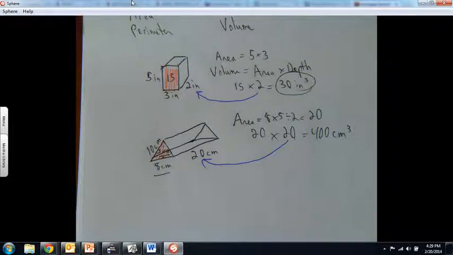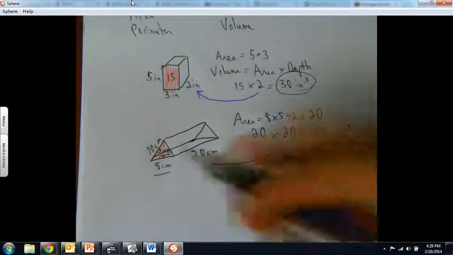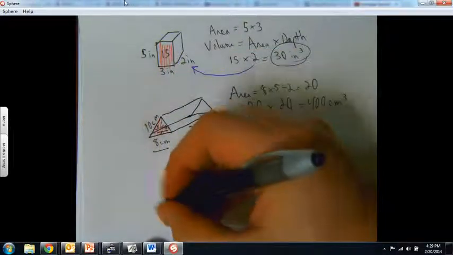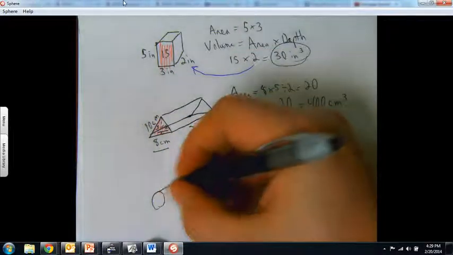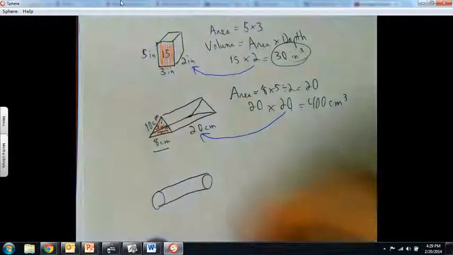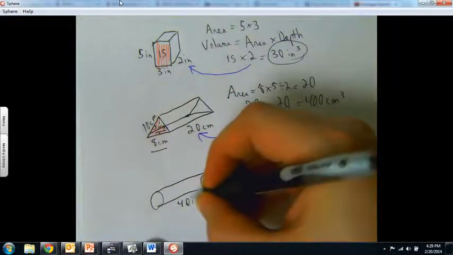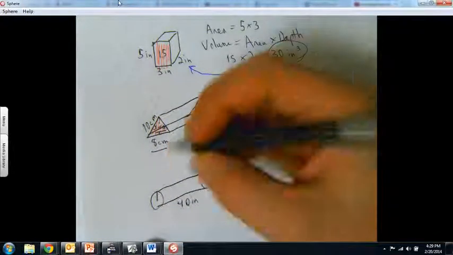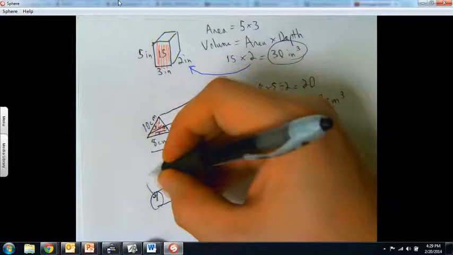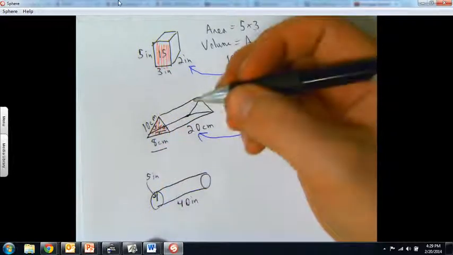Now, let's look at one more example, a slightly more complicated one. Is the example of a circular prism, or just called a cylinder. Now, a cylinder has only two measurements that are needed. We'll say that is 5 inches radius and 40 inches deep.